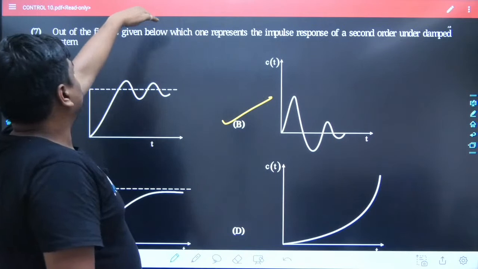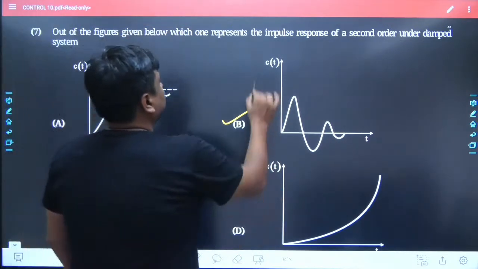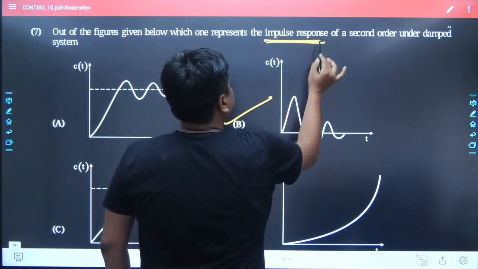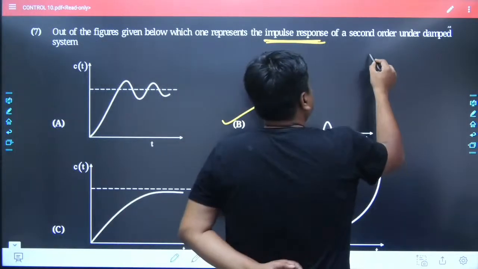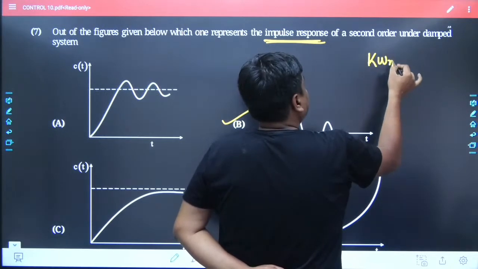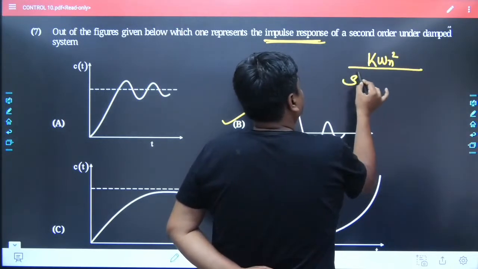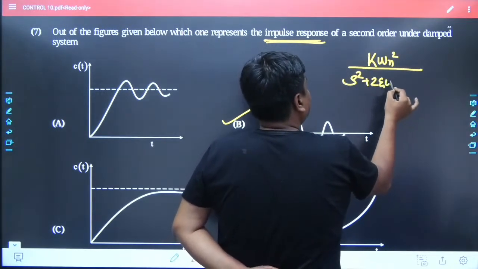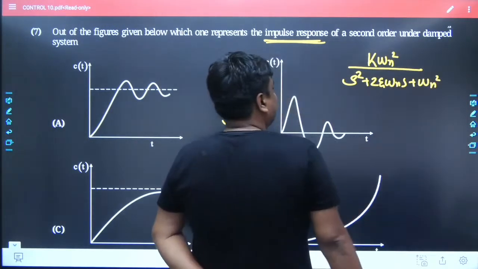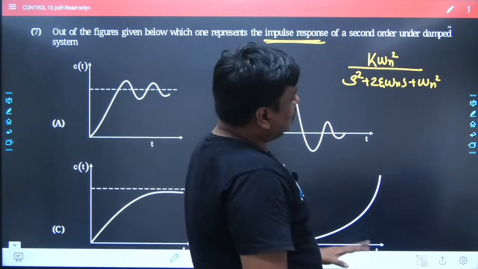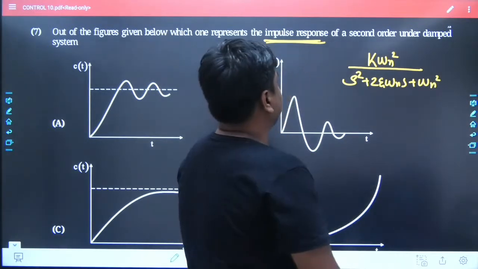Out of the figures shown below, one represents the impulse response. They were not discussing the unit step response; they were discussing the impulse response. If you take the reference of a standard second order system, that is k omega n square divided by s square plus 2 zeta omega n s plus omega n square, and it is an underdamped system. What does that mean? It remains a stable system. The value of zeta would be between 0 and 1.